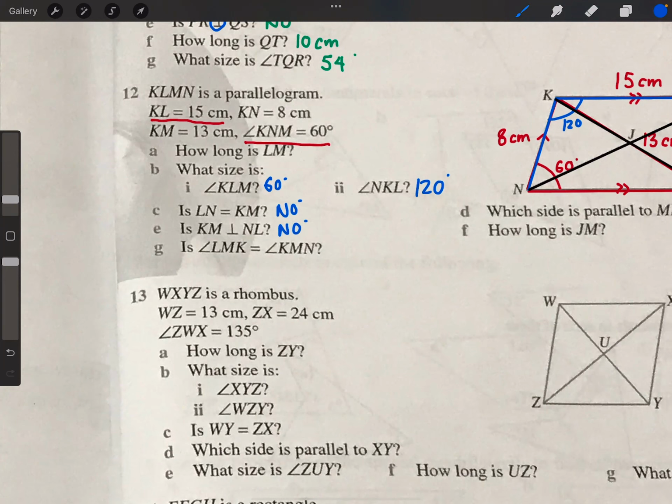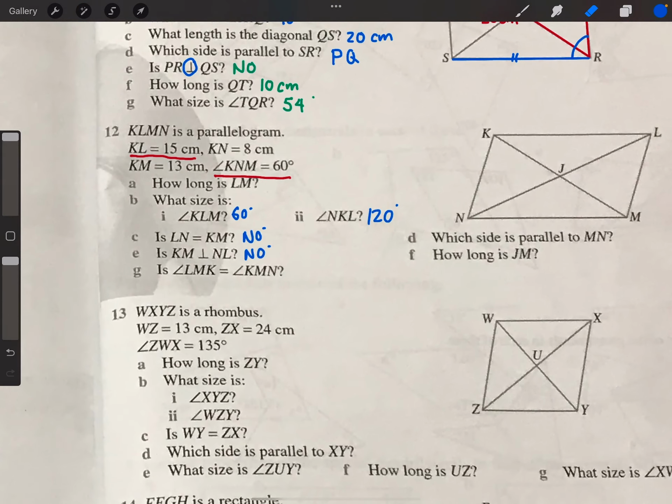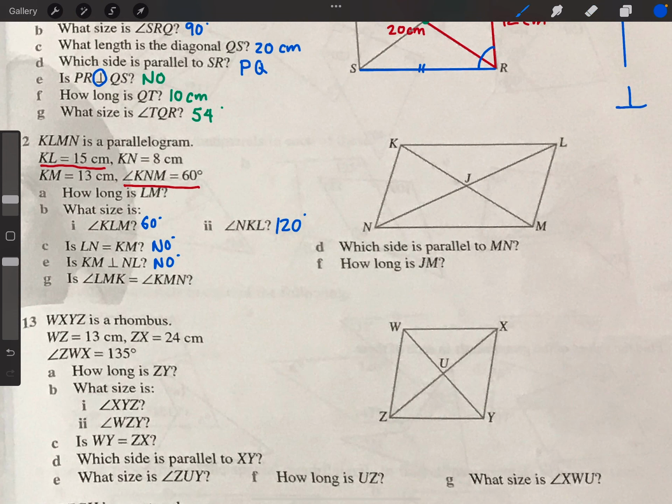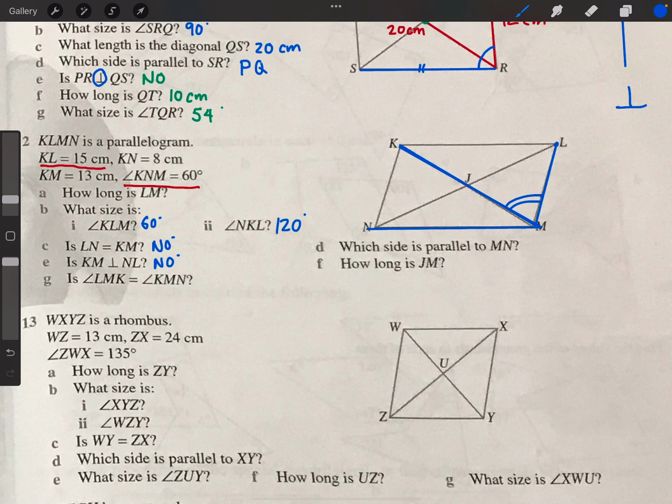Now the last one is angle LMK. LMK, where is that? Maybe this is a bit too much. Let me rub this out. We start from L, we go to M, and then K. Is this angle here equal to KMN? Is this equal to this angle here? So is that angle here equal to this angle down here?